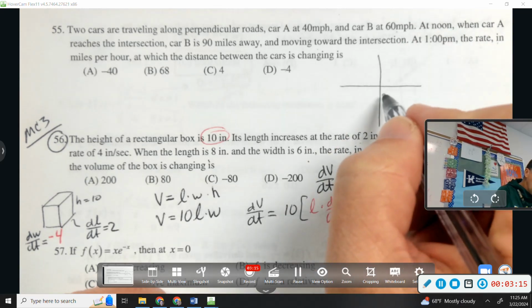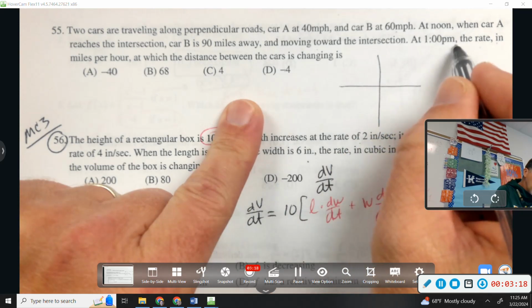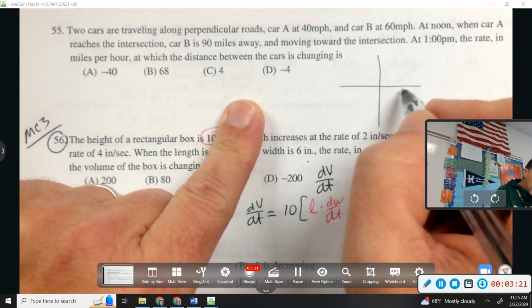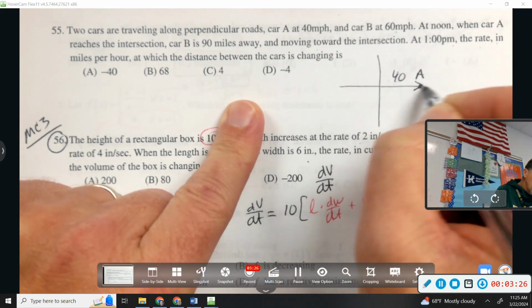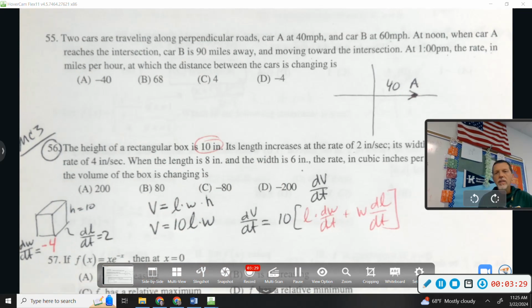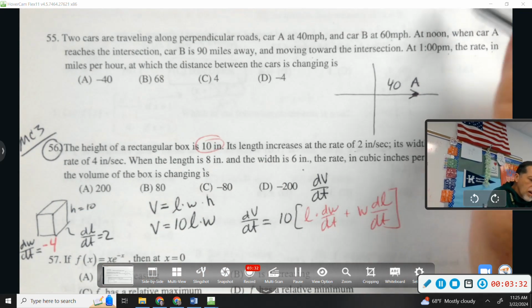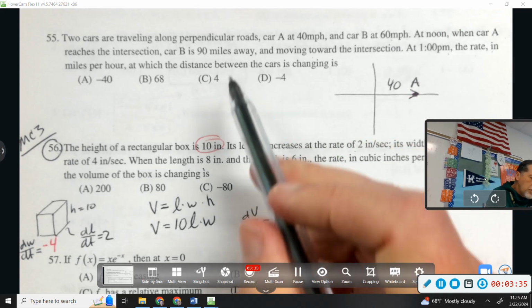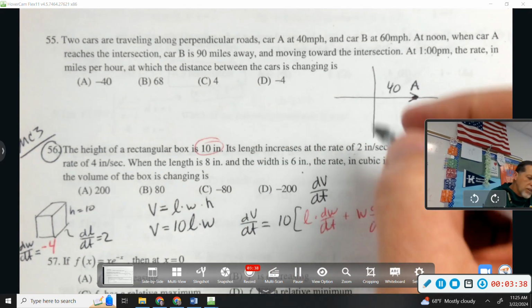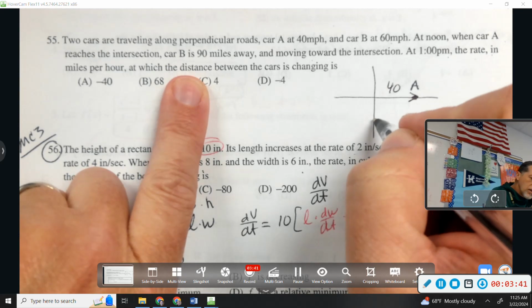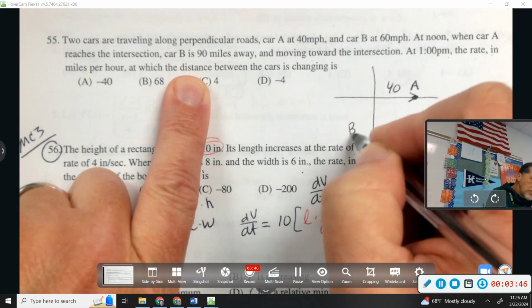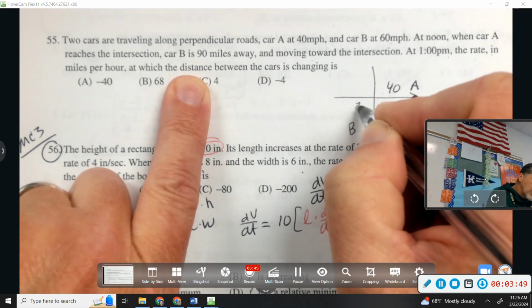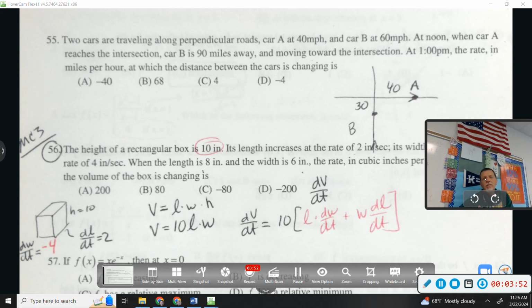So car A reaches the intersection at noon, but an hour later, I'm going to say that's 40 miles because he's gone 40 miles in an hour. At noon, when car A reaches the intersection, B is 90 miles away, moving toward the intersection. So an hour later, here's B. B is still moving toward the intersection, but now B is only 30 miles away because he was 90 miles away and he went 60 miles an hour for an hour, so he's 30 miles away.